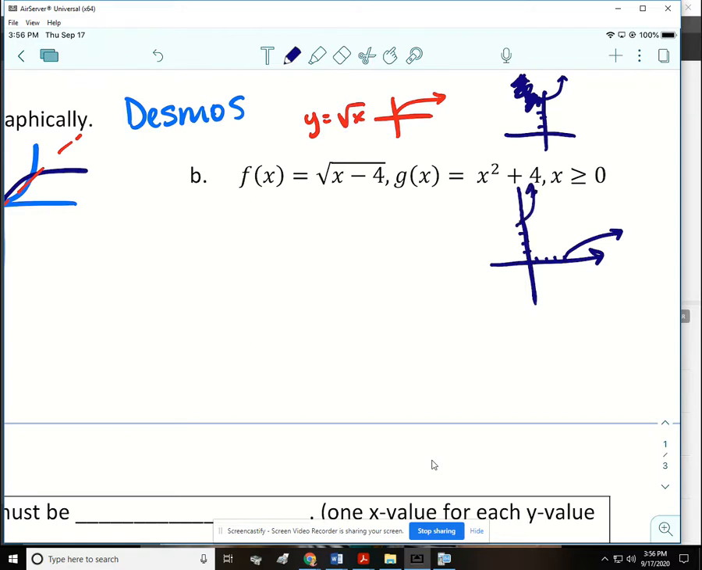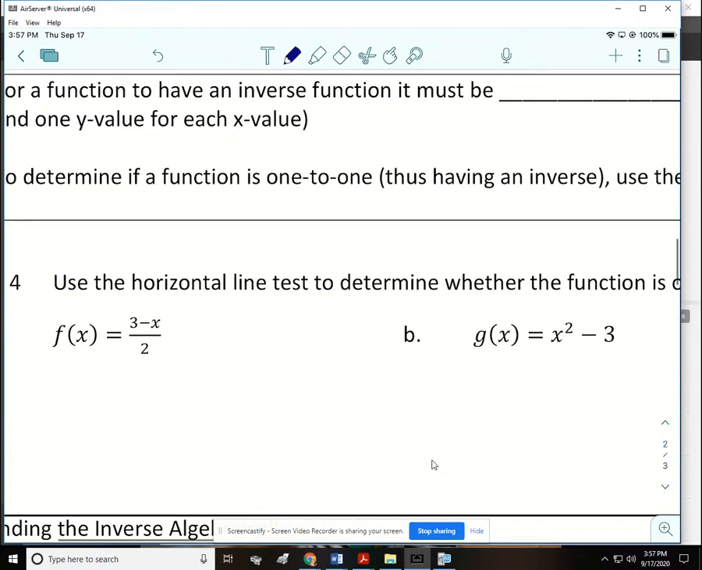All right, and then you can see those two are going to be a reflection of each other over the line y equals x. So that's yes.